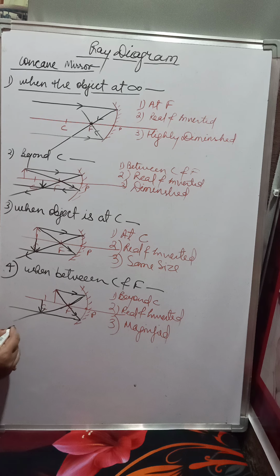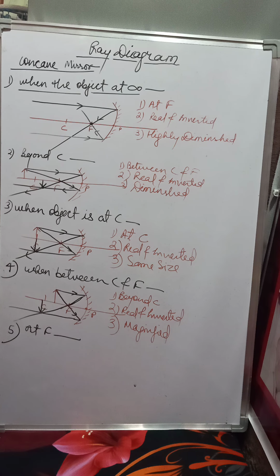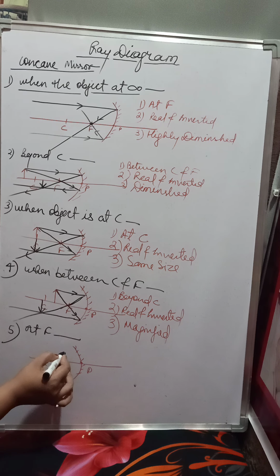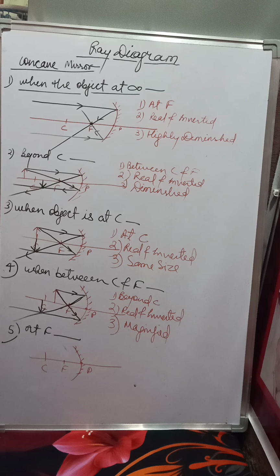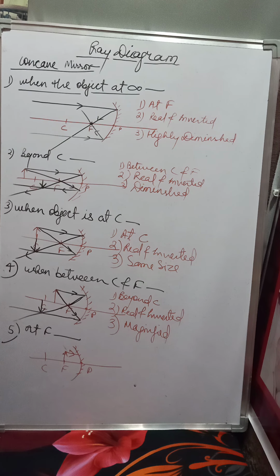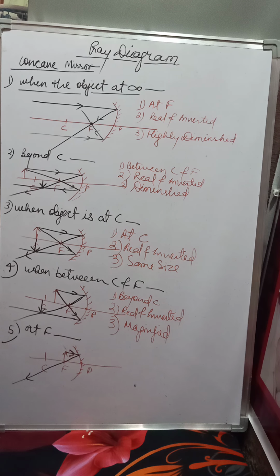Now the fifth condition is, this is the converse of the first point. When the object is at F. Pole, focus, center of curvature. When the object is placed at F, the first light ray is parallel to the principal axis. After reflection, it will pass through the focus.